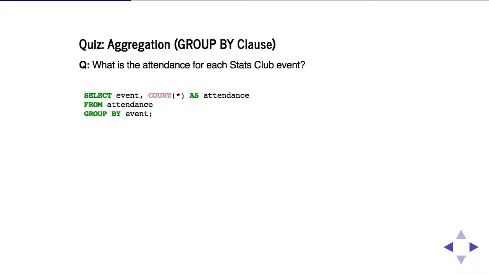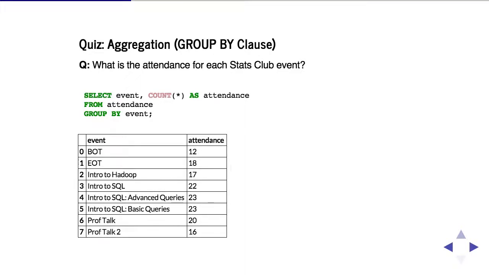So if we select event, count star as tenants from the actual table of tenants, and we group by the event, we would get here basically 12 for BOT, EOT is 18, and everything else.